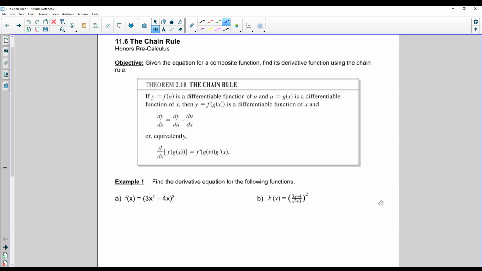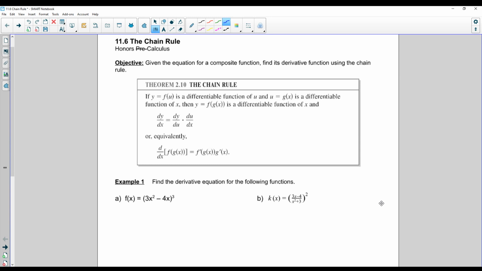Chain, chain, chain. Chain rule. Chain, chain, chain. Chain rule. You'll get the full song afterwards.